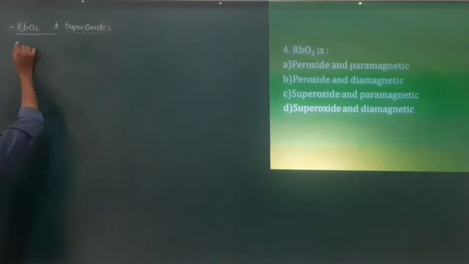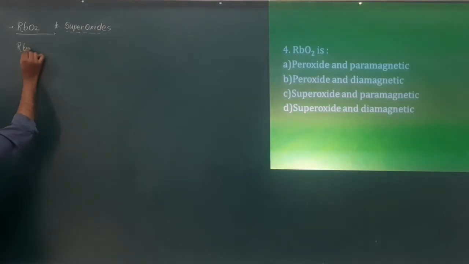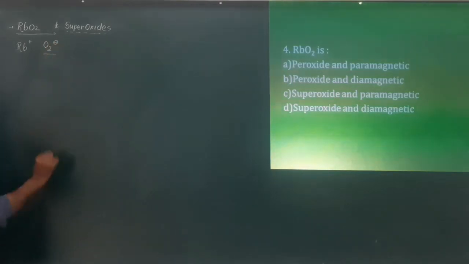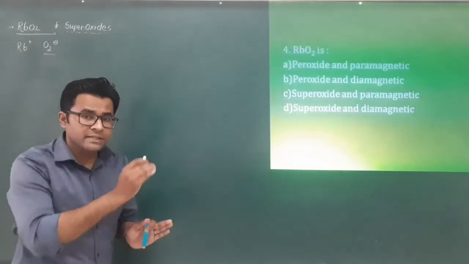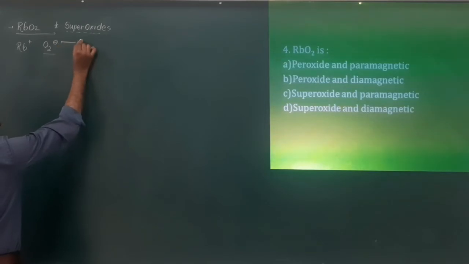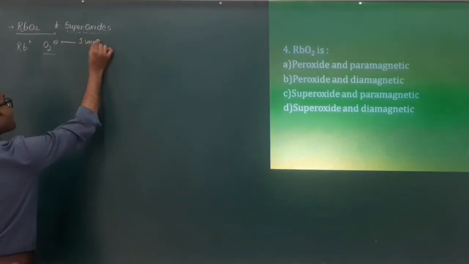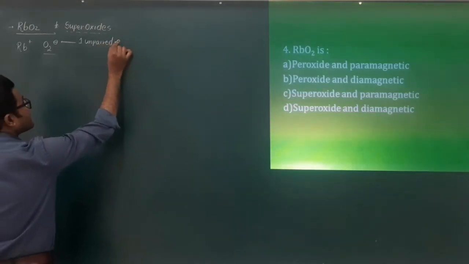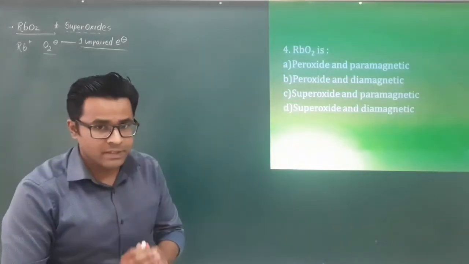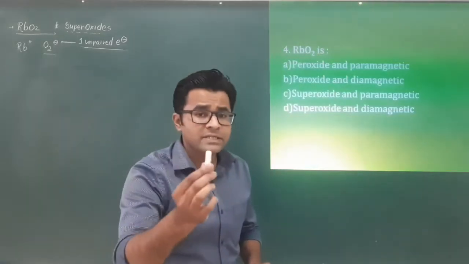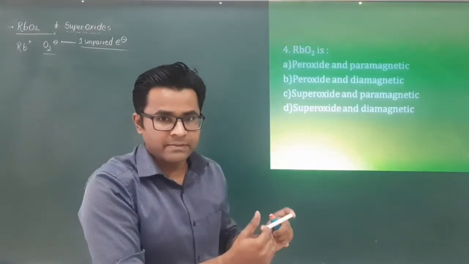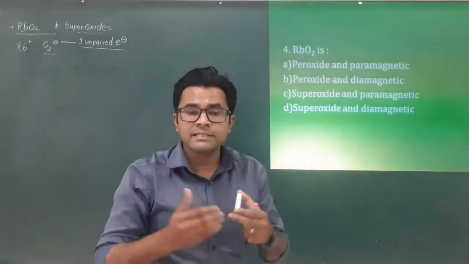Now, when we observe this condition, Rb plus and O2 with a minus charge, these are the ions present in the superoxide. Here, we need to understand that there is one unpaired electron. Whenever there is one unpaired electron present, it has a direct effect on the magnetism of a substance. If a substance is affected in a magnetic field, we call it paramagnetic. If it is not showing any response, we call it diamagnetic.